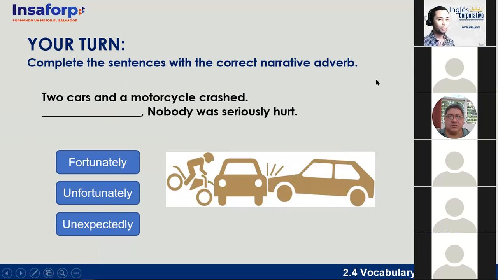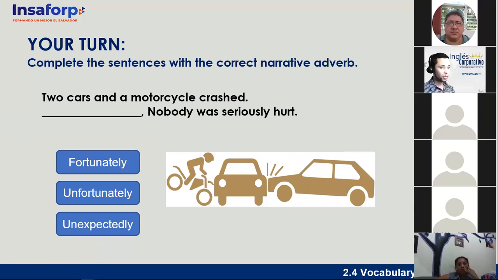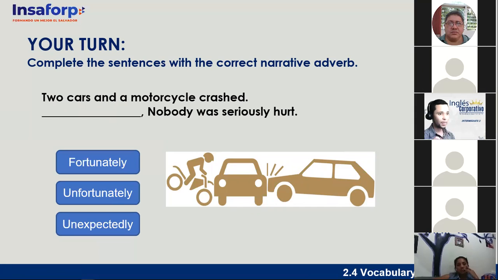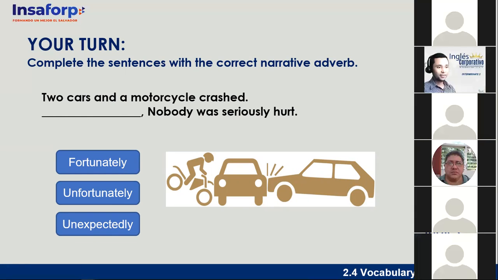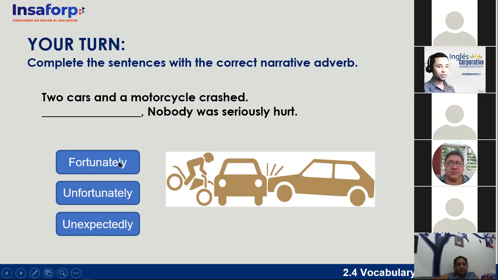Two cars and a motorcycle crashed. Fortunately, unfortunately, or unexpectedly, nobody was seriously hurt. Okay, we're going to give a chance to Ciro this time. Fortunately. Fortunately, nobody was seriously hurt. Let's see. That is correct. Very good. Okay, fortunately, nobody was seriously hurt. Great. Let us continue.